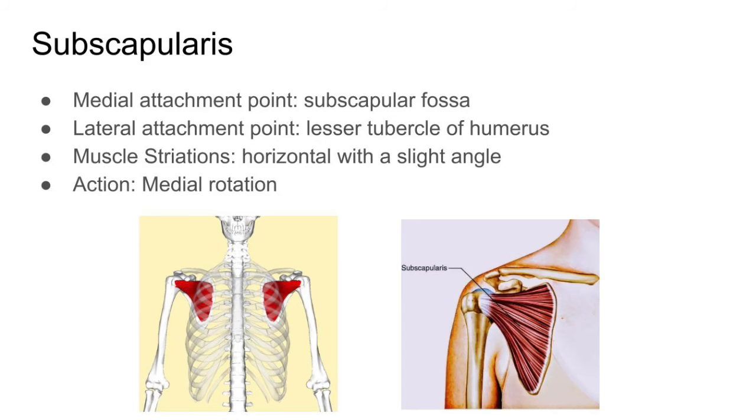The subscapularis is the last muscle of the rotator cuff. It has a medial attachment point at the subscapular fossa and a lateral attachment point at the lesser tubercle of the humerus. The muscle striations are horizontal with a slight angle, and the action is medial rotation.